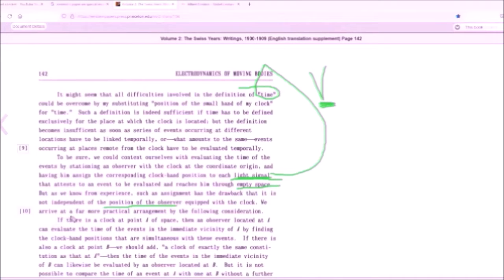We arrive at a far more practical arrangement. In the new arrangement he is going to use two observers, one for each event, and one is local to each event, by the following considerations. Here is where everything is going to be started on the wrong foot. In another way, he has an event E1 here and another event E2 here.